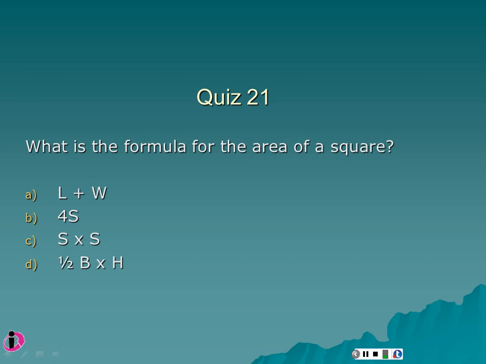How do you think? It's up to you. But sometimes you might see S squared, but S times S or S squared is the same thing. So that's the formula you should use. It's number C. How about the rectangle? Okay, so the right answer is A.